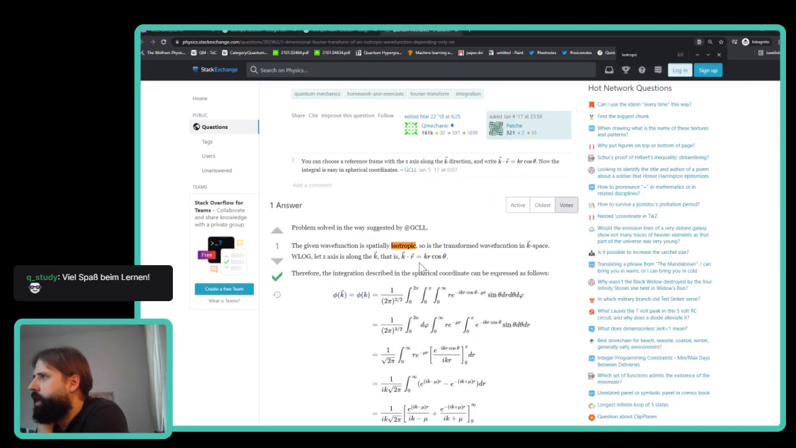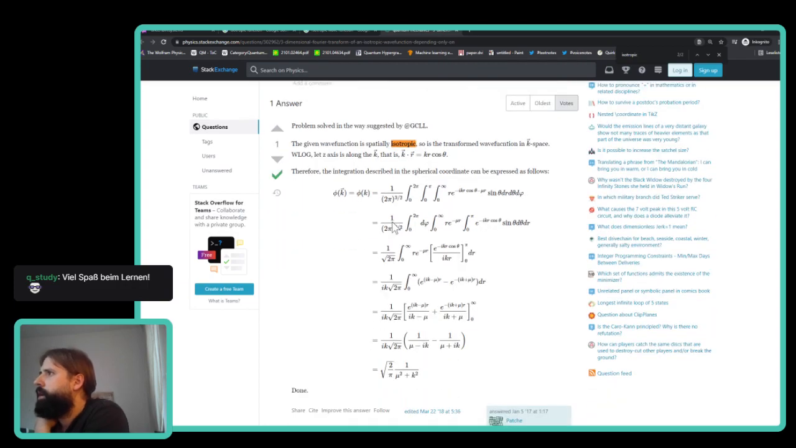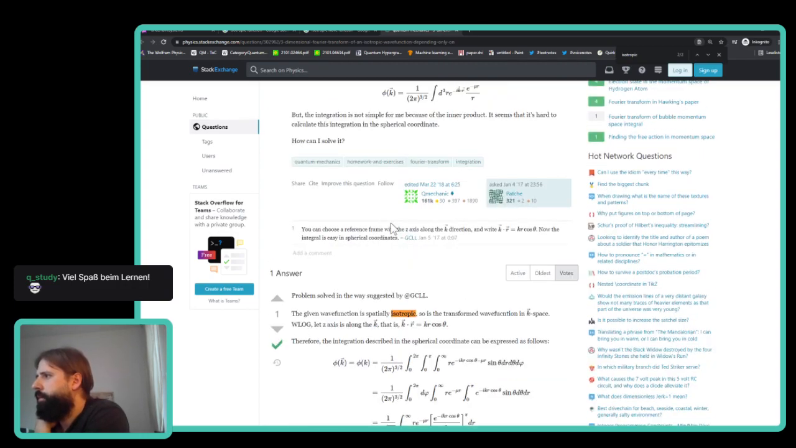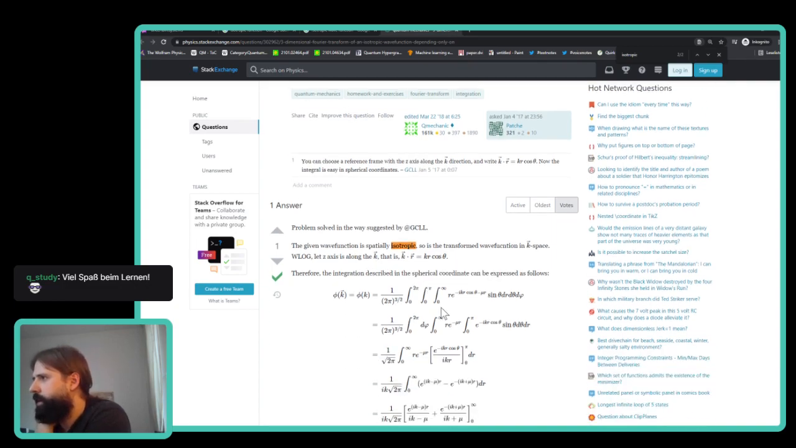The given function is spatially isotropic. So is the transformed wave function in k-space. What the hell? Isotropic. Therefore, the integration is described as follows. Okay, so the isotropy is telling us something about how you can integrate something, right? Spatially isotropic.